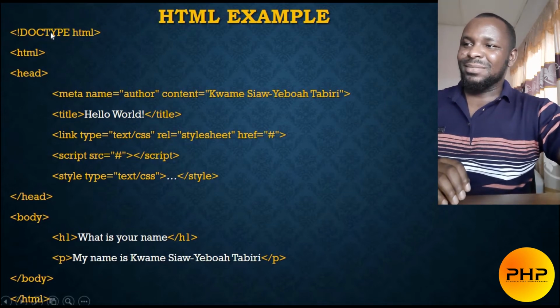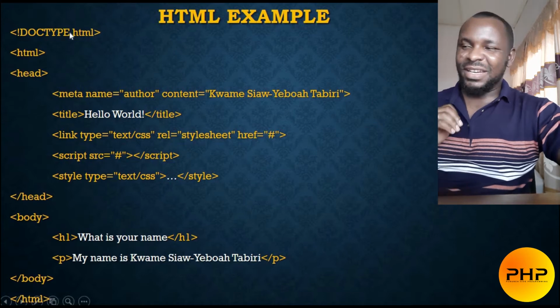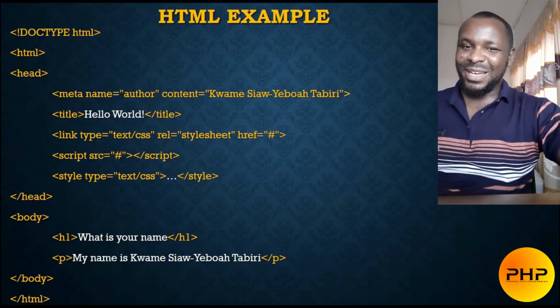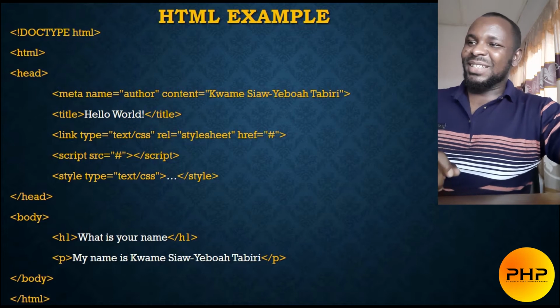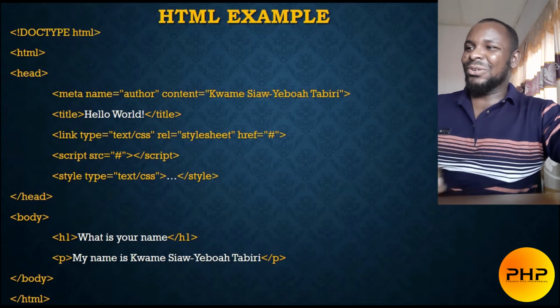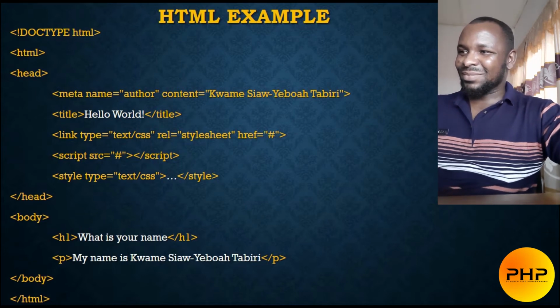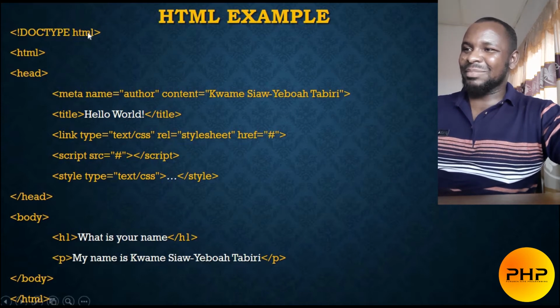Doc type defines the document type. The name is doc type, document type, and this is a structure. You bring the less than sign, the tag is less than exclamation doc type, then HTML, then you close it. All right, so that is it.